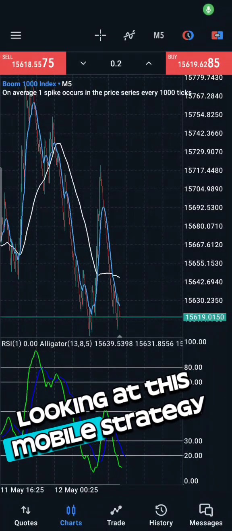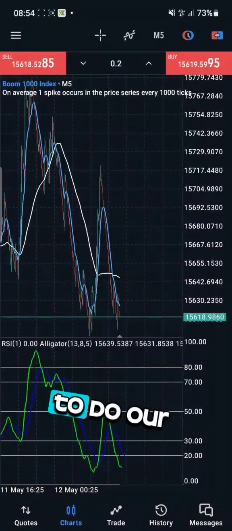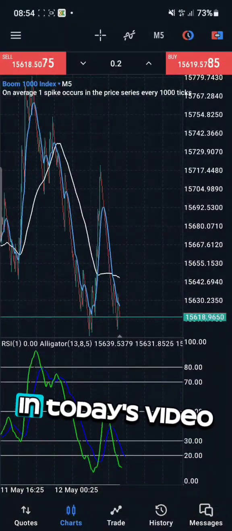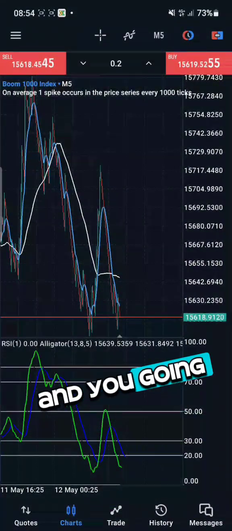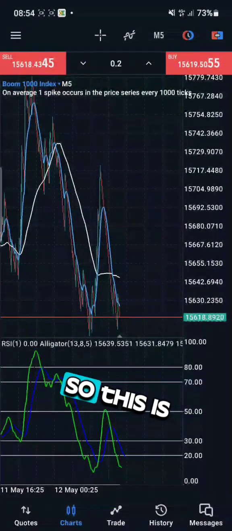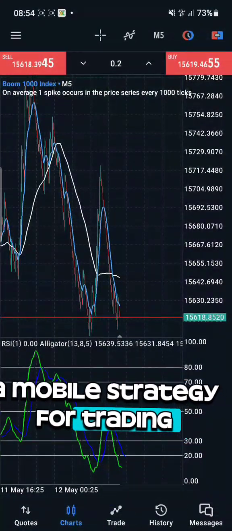Looking at this mobile strategy for trading boom and crash. We'll be using this strategy to do our analysis in today's video. It is going to be very easy for us to do, and you're going to love every bit about it. So this is going to be a mobile strategy for trading boom and crash.